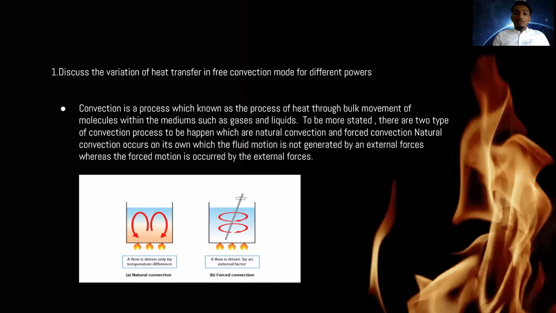To be more specific, there are 2 types of convection process, which are natural convection and forced convection, as you can see in the diagram below. The natural convection occurs on its own, where the fluid motion is not generated by any external forces, and forced convection occurs by external forces.